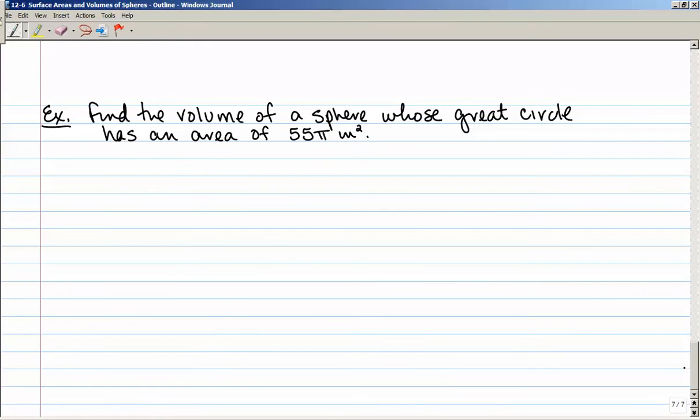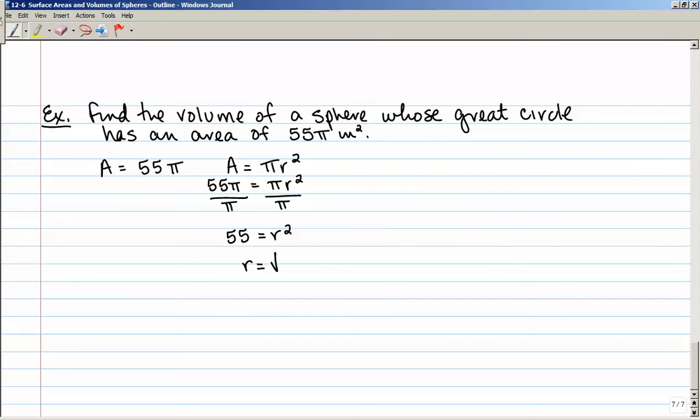And our last example here says find the volume of a sphere whose great circle has an area of 55 pi square inches. So again, that great circle kind of represented by the equator, but then the area of that circle on the top is 55 pi. Remember, the area of a circle is pi times the radius squared. So if the area is 55 pi, and I have pi r squared, I need to solve that for r. I can divide both sides by pi. So 55 is equal to r squared, or r equals the square root of 55. And I'm just going to leave it like that for now.